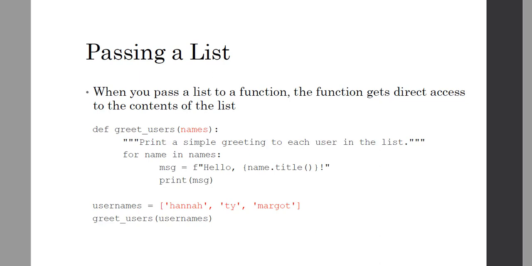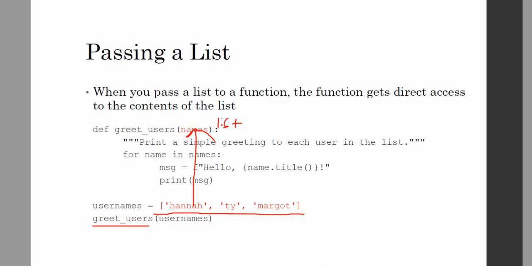So, passing a list. When you pass a list to a function, the function gets direct access to the contents of the list. In this example, we have a list called usernames, which when we call the function greet_users, these three usernames are going to be stored in this parameter, which now becomes its own list. You're going to see in these next sections that we're not just passing one particular value. In this case, we're passing a list, and later on we'll pass an entire dictionary.